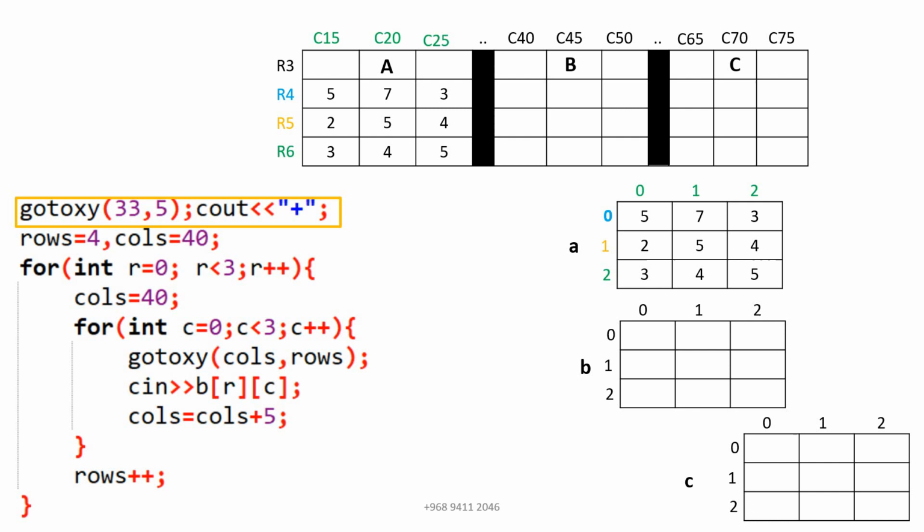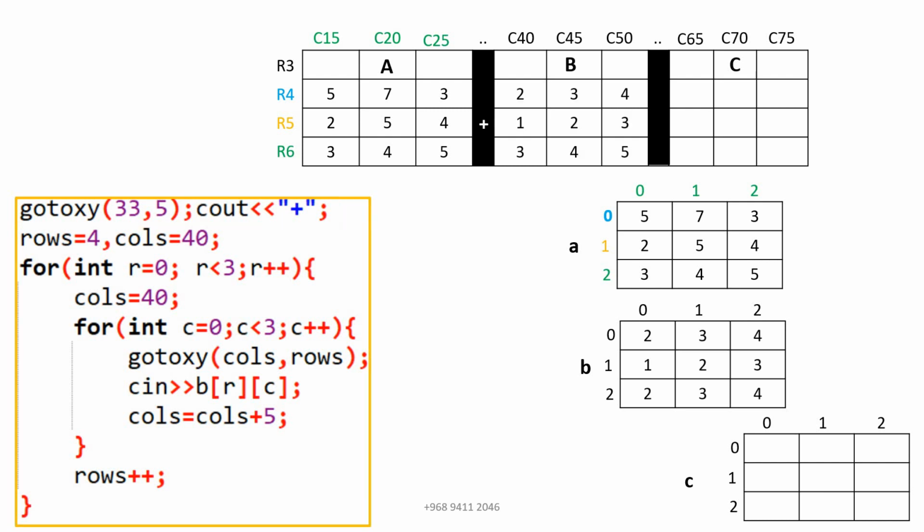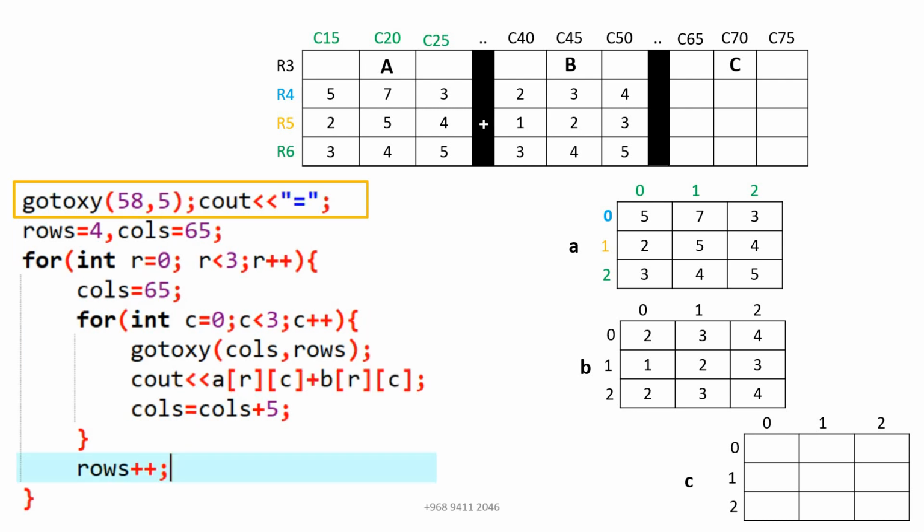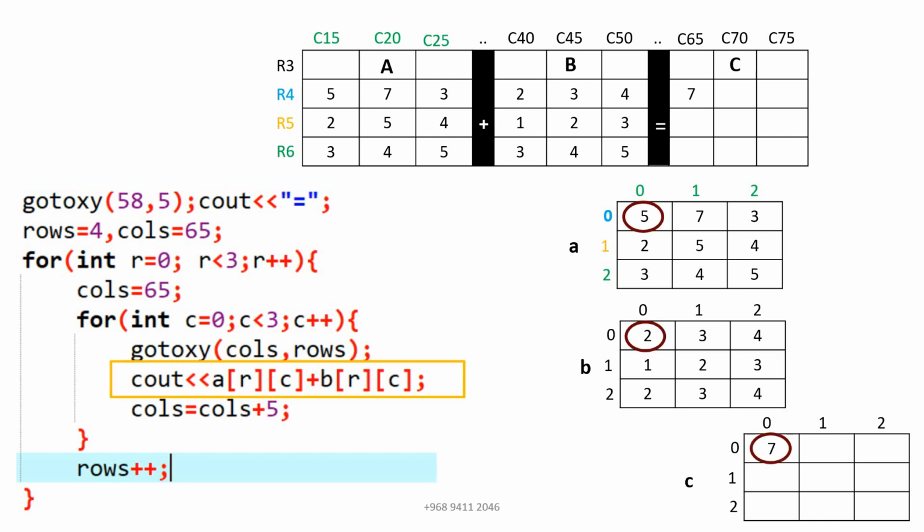Now, in this way, the next statement is go to XY 33 comma 5, it will reach that place and show the plus sign, and next it will enter all the values into array B. It will do the same way as I have already explained, and then it will perform the addition of A and B. It will go to XY 58 comma 5 and show the equal sign, and then it will display the result, because I have used a nested loop to control the row and column indexes into the array.